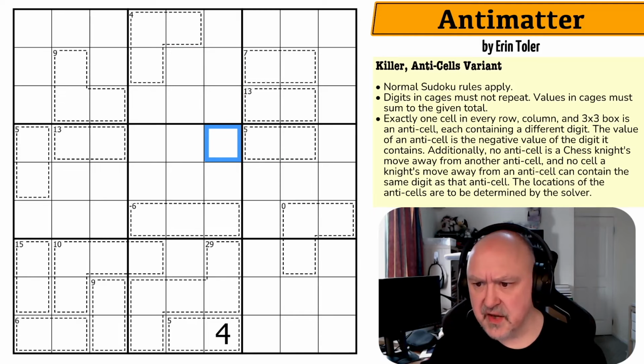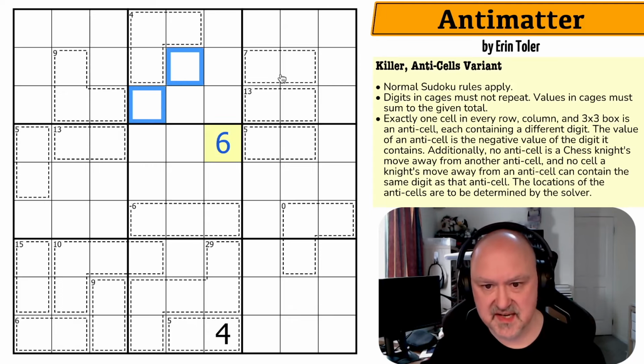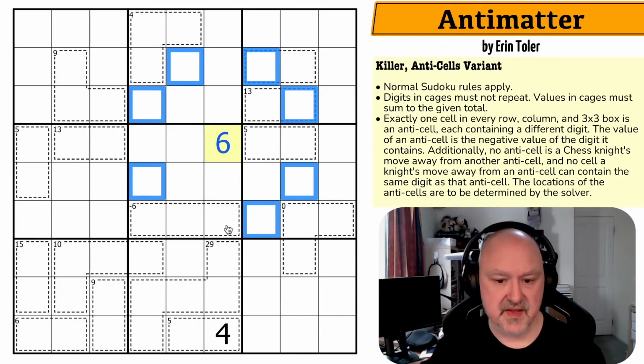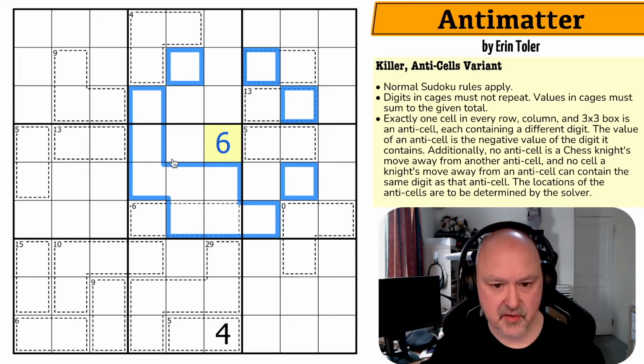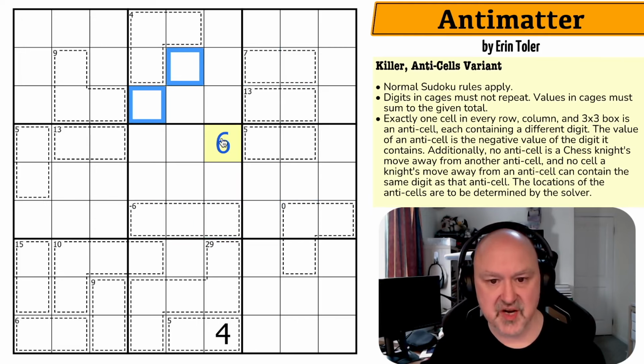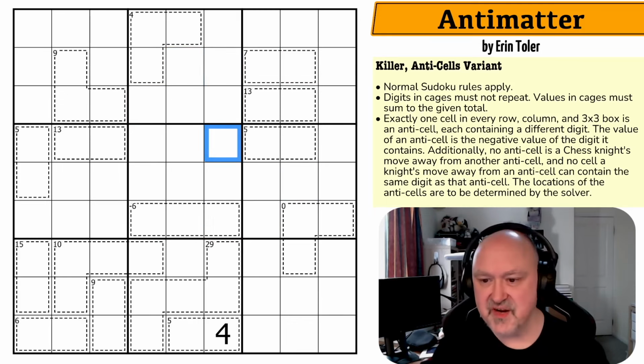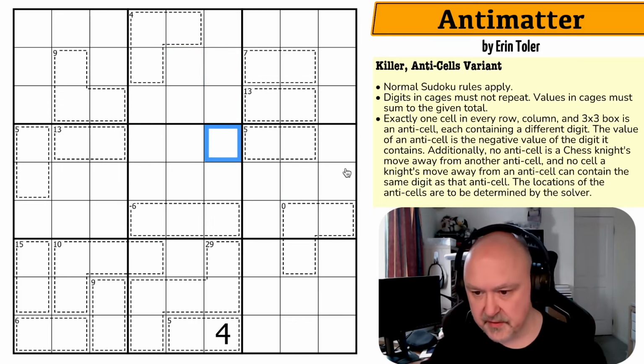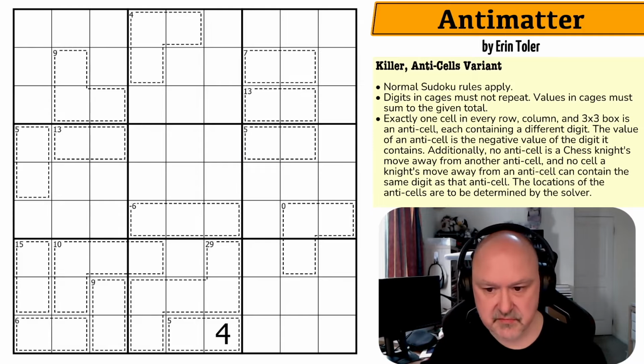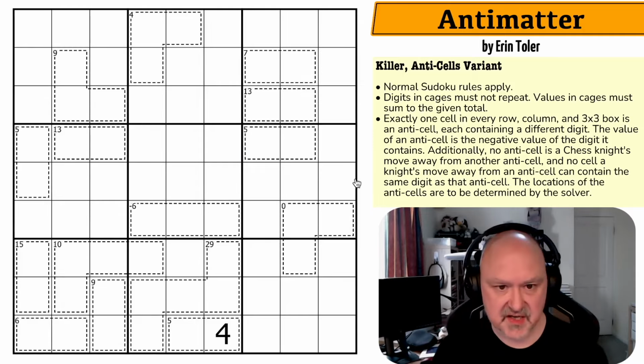And no cell a knight's move away from an anti-cell can contain the same digit as that anti-cell. So if this was an anti-cell 6, for example, I couldn't put 6 into any of these cells. I couldn't put them in these either, but those are already in the box, so I couldn't put a 6 into those anyway. But these, which are that shape away, couldn't also contain a 6. That's interesting. The locations of the anti-cells are to be determined by the solver. Okay, I'm going to restart the puzzle to restart my timer. Let's give this a shot.